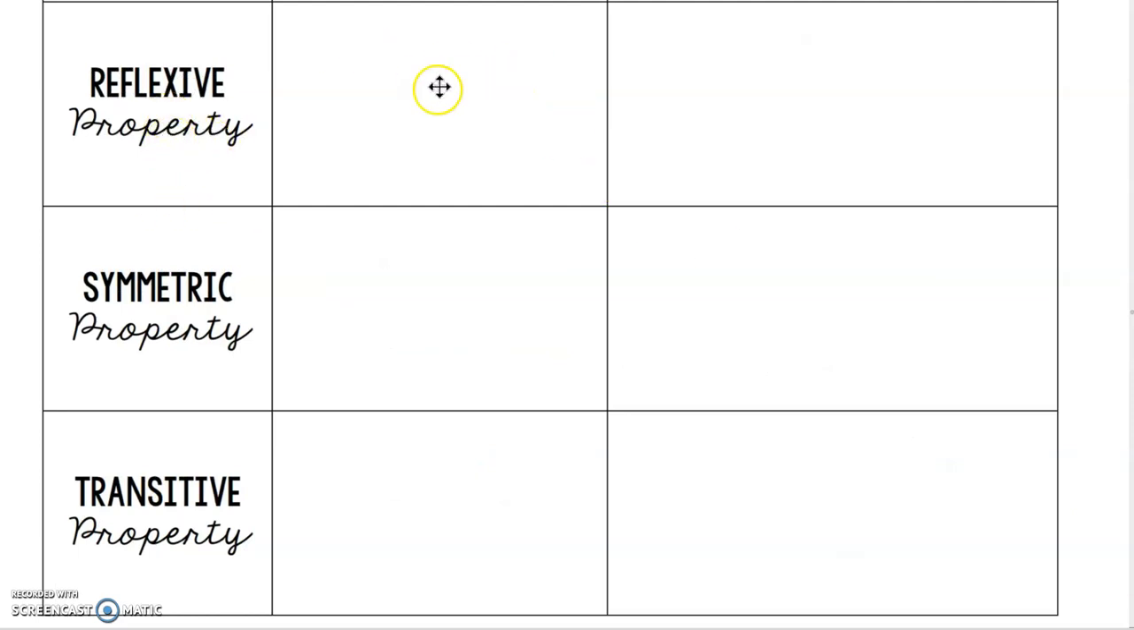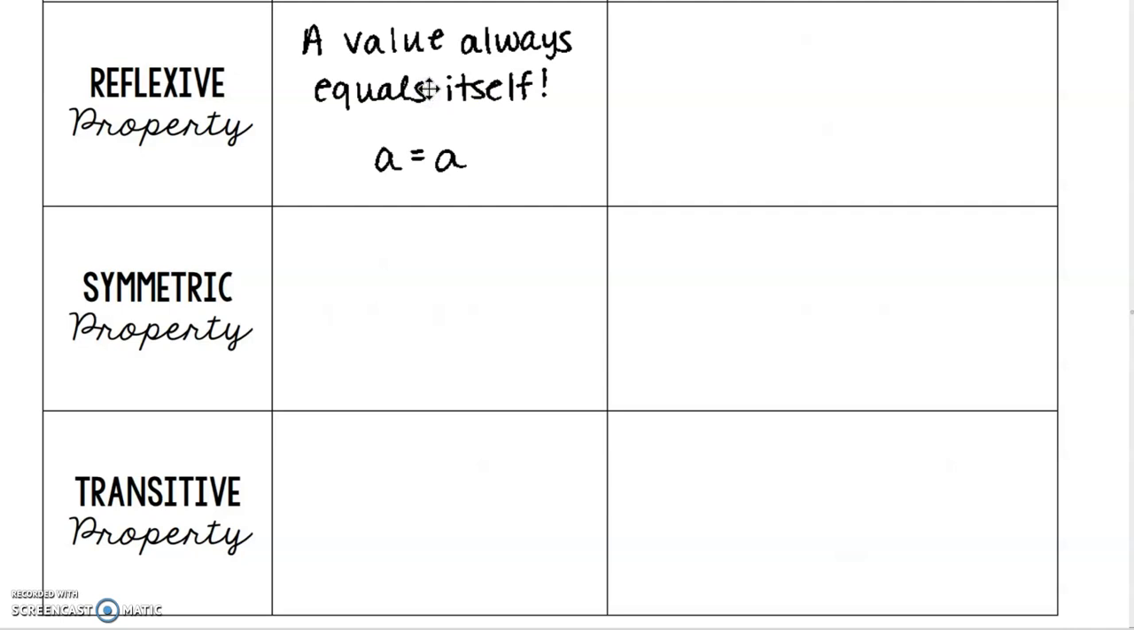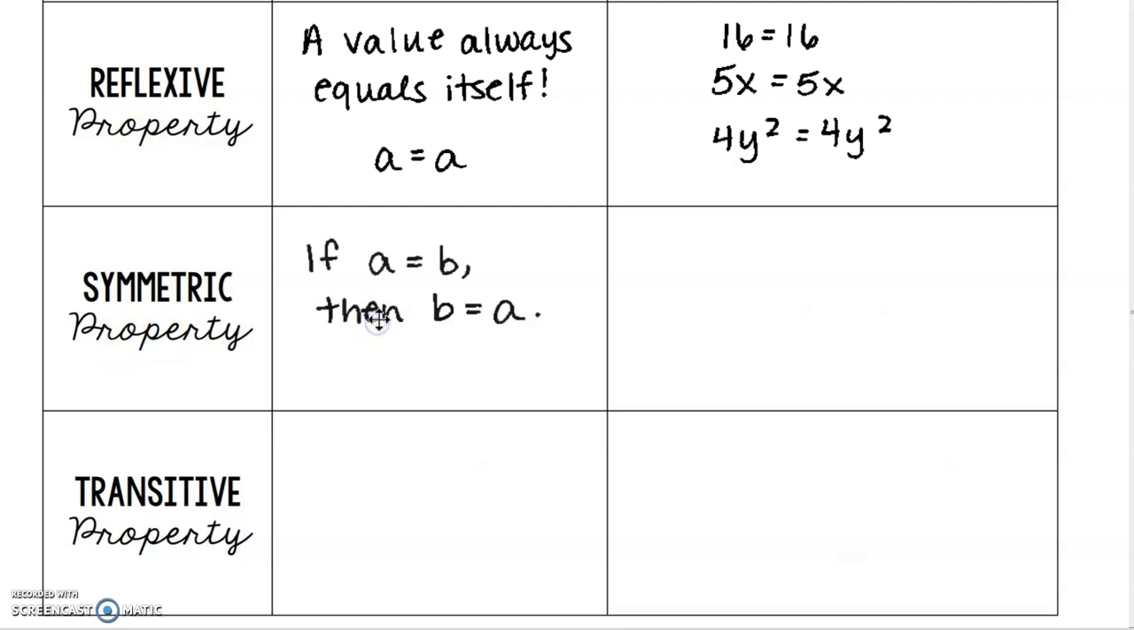The reflexive property means a value is always equal to itself. So a is always going to equal a. 16 equals 16. 5x equals 5x. 4y squared equals 4y squared. This is really useful when we're checking for a valid statement, to see whether or not a statement is true, when we get the same on both the left and the right side. The symmetric property means we can flip the equal sign and what's on either side of it. So if a equals b, then b equals a. We can swap what's on either side of the equal sign. x equals 3 is the exact same as 3 equals x. 5x equal to 30 is the same as saying 30 is equal to 5x.